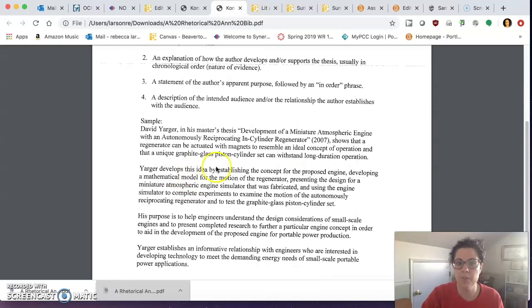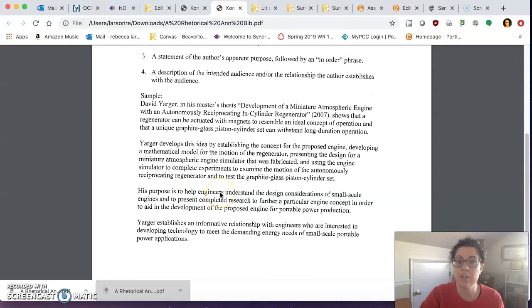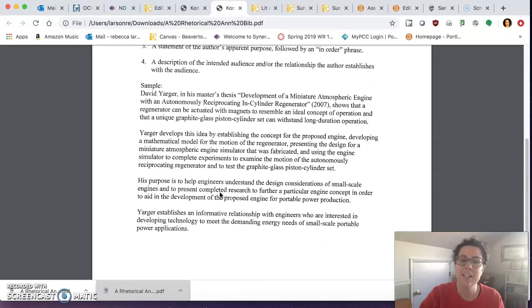How does he do it? He develops this idea by first establishing the concept, then doing this, then doing that, right? His purpose is to help engineers. This is a peer-reviewed source, with consideration in small-scale engines. How does he do this? He establishes an informal relationship.